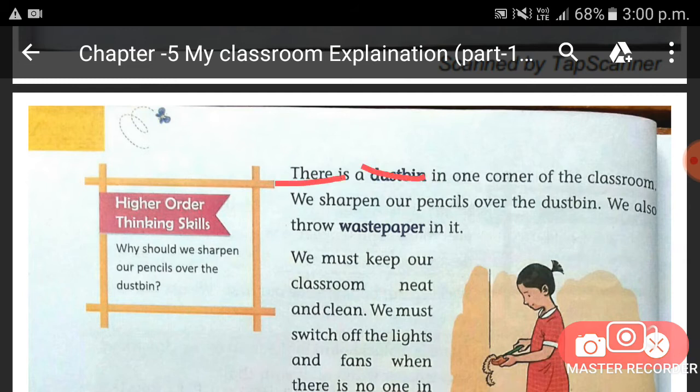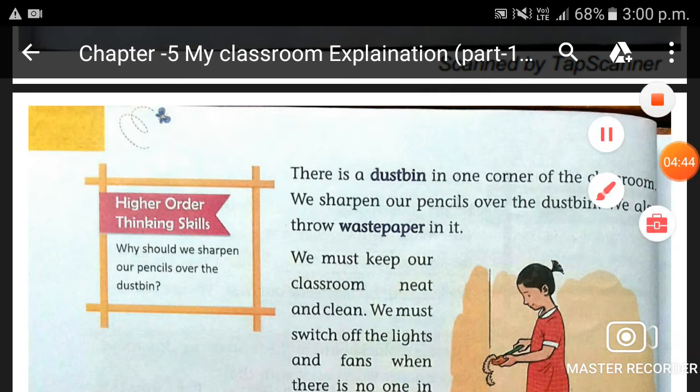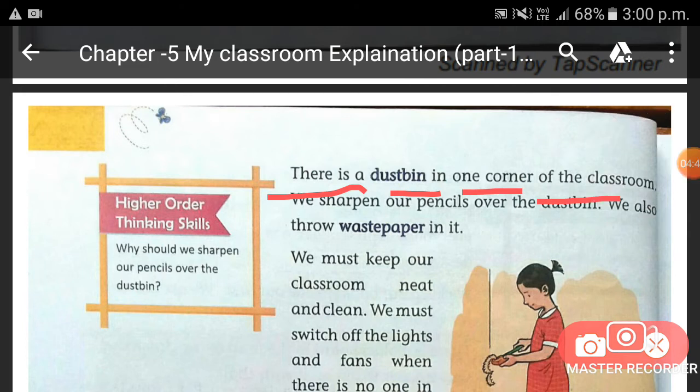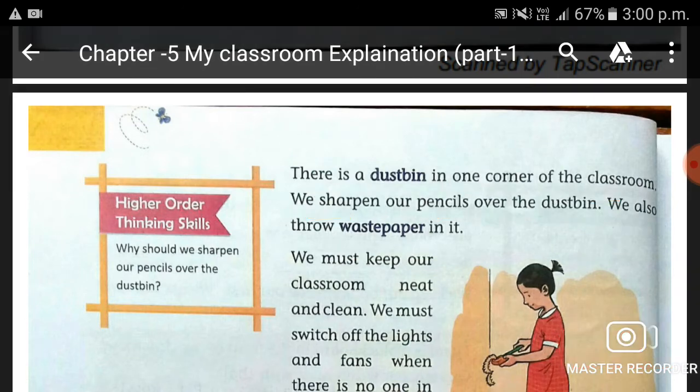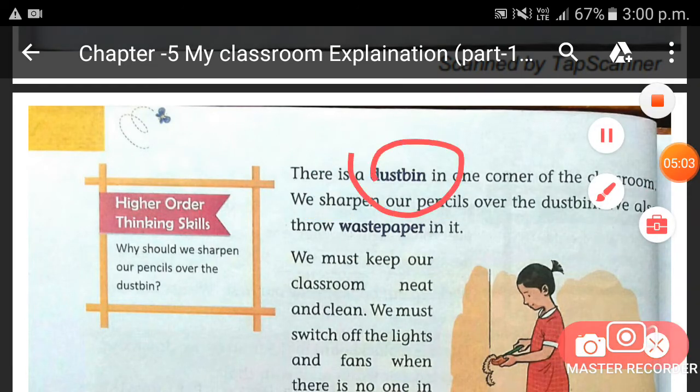There is a dustbin. There is a dustbin in one corner of the classroom. We sharpen our pencils over the dustbin. We also throw waste paper in it. Okay, so what is a dustbin, students? What is a dustbin? Can you tell me, students, what is a dustbin?